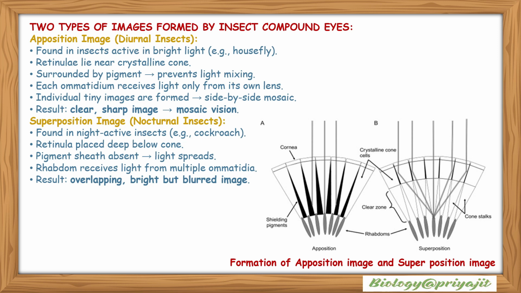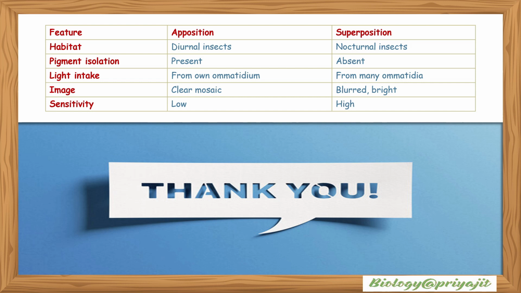Superposition image occurs in nocturnal insects, found in night active insects such as cockroach. The retinula is placed deep below the cone and the pigment sheath is absent, which allows spreading of light. Rhabdom receives light from multiple ommatidia, which causes an overlapping, bright and blurred image. This is the formation of the superposition image. This table shows the differences between apposition image and superposition image, which vary depending on their habitat. There are differences in pigment isolation, light intake, image quality and sensitivity.